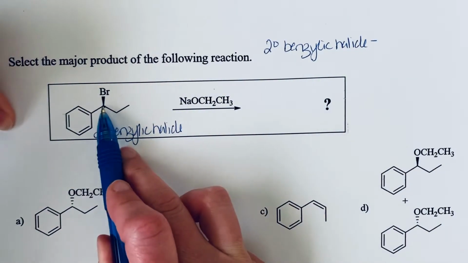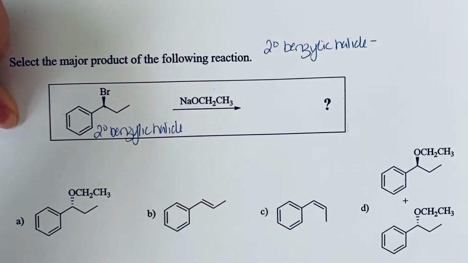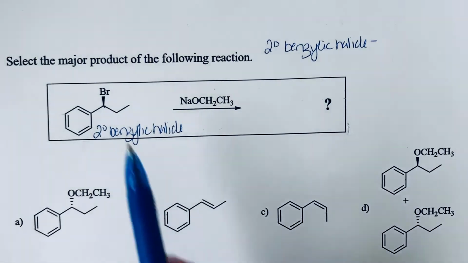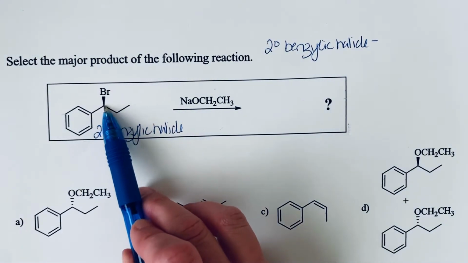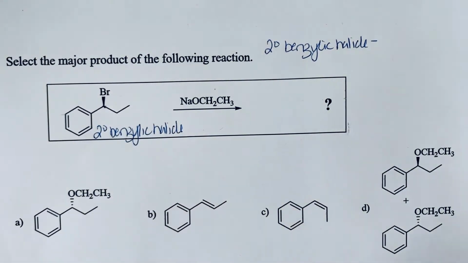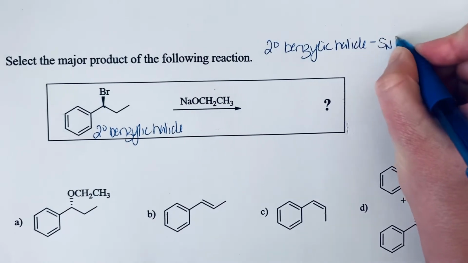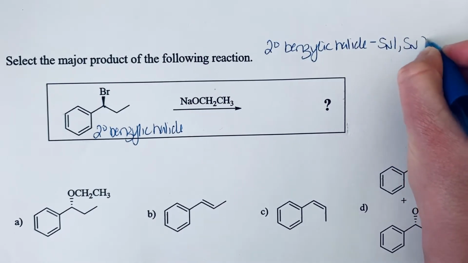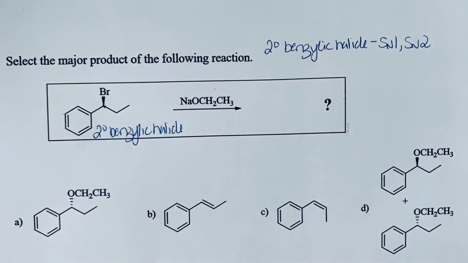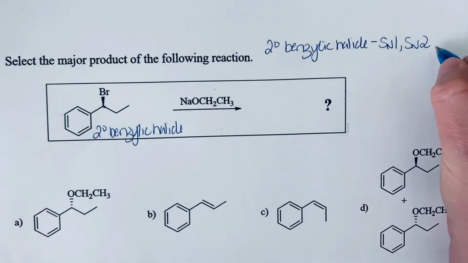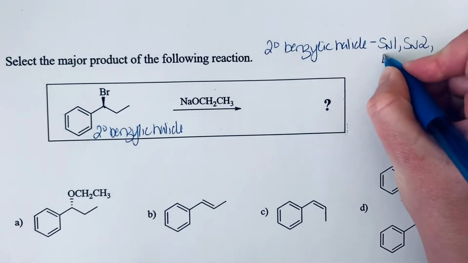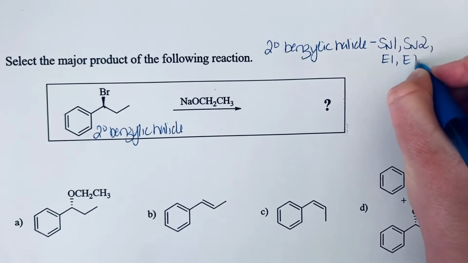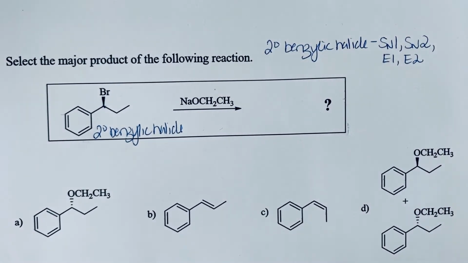So secondary alkyl halides can undergo SN2 reactions, and because this is benzylic and your carbocation is resonance stabilized, they can also undergo SN1. So we could have either SN1 or SN2. And in terms of elimination pathways, you could also have either of the two, E1 or E2. So that really didn't narrow things down. We're going to need to look at what we're reacting it with.